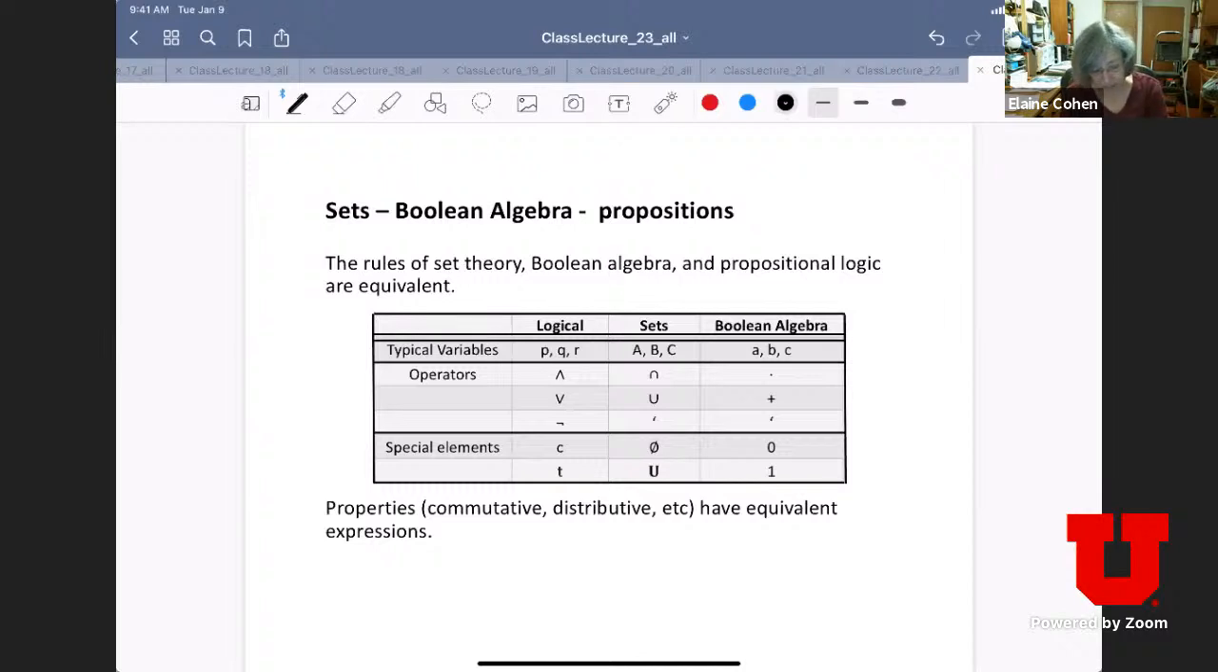There are special elements. C is contradiction. We can't use C as a Boolean variable when we're talking about sets, because if we're going back and forth between logical expressions, then C always means contradiction. T is tautology. So those are special named objects. They get replaced in sets by the empty set and the universal set for the problem at hand. And in Boolean algebra, that's 0 and 1.